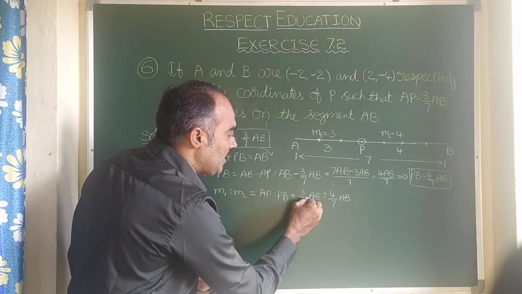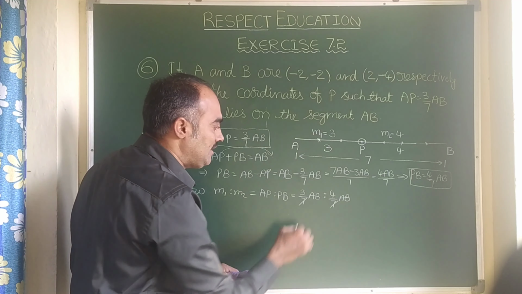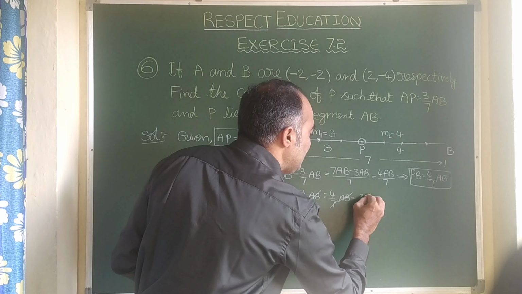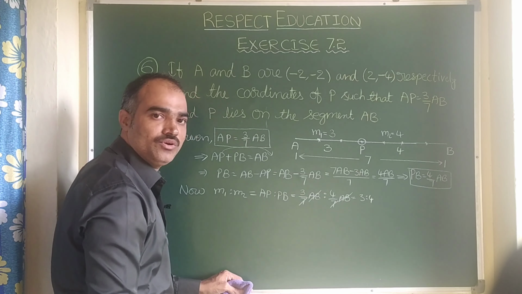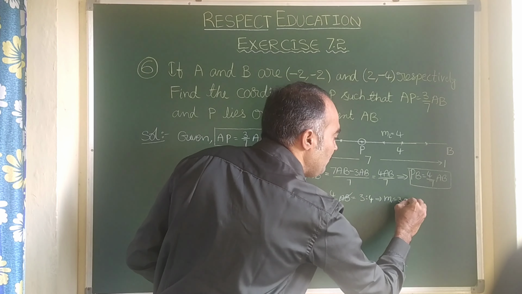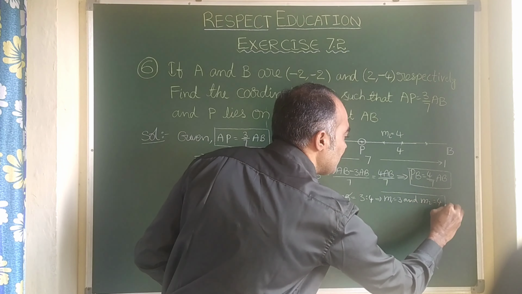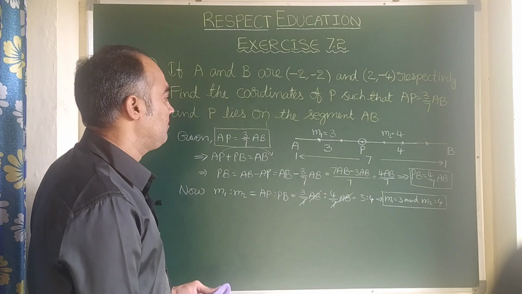In this ratio we can cancel the similar terms. See here, the 7s get cancelled. Right? AB also gets cancelled. Now finally we have 3 is to 4. That means M1 is to M2 equal to 3 is to 4. We can take M1 equal to 3 and M2 equal to 4. Clear? So we got the ratio.